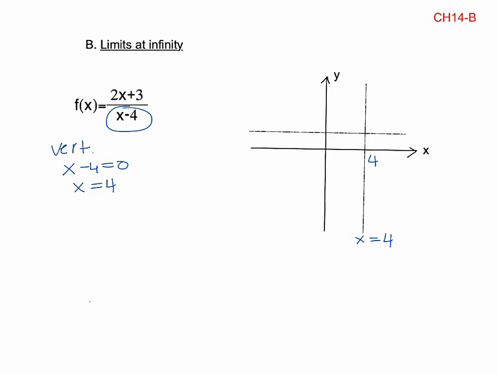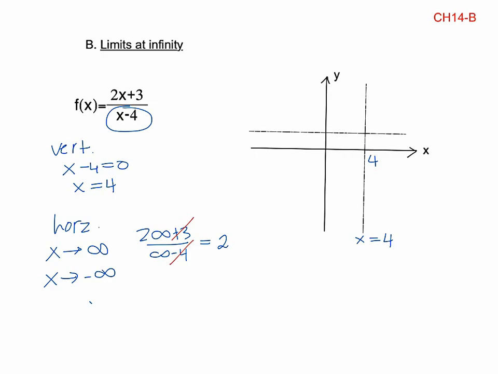To find the horizontal asymptote, we want to compare the x value as it approaches infinity and as it approaches negative infinity. We have 2 times infinity plus 3 over infinity minus 4. When we are talking about infinity, the number is so big, plus 3 or minus 4 of a really big number does not matter. So we can ignore these two values, and what we're left with is 2 times infinity over infinity, so the ratio between these two is going to be 2.